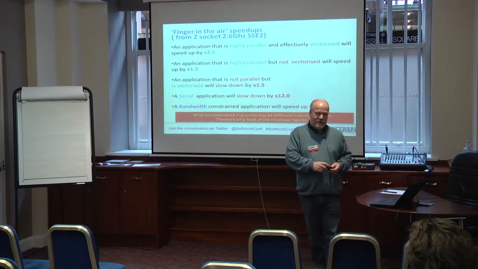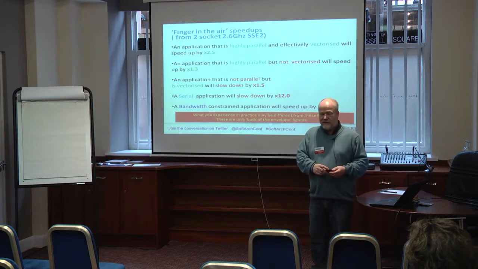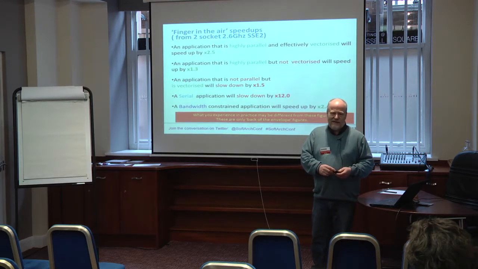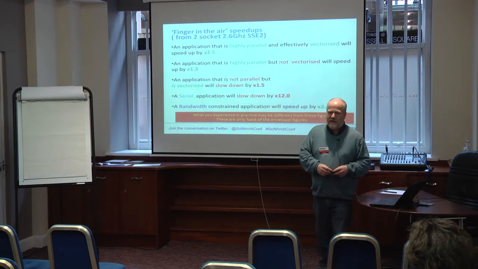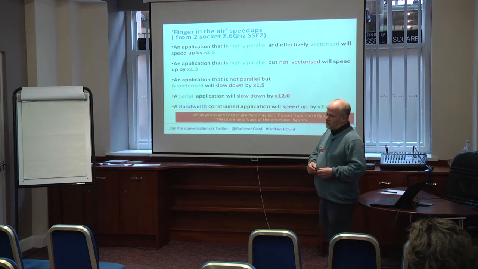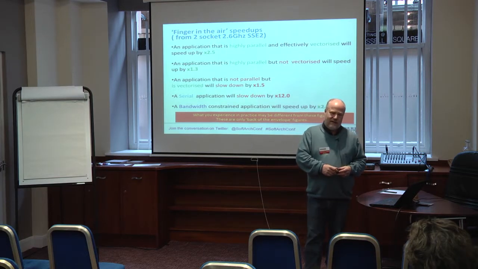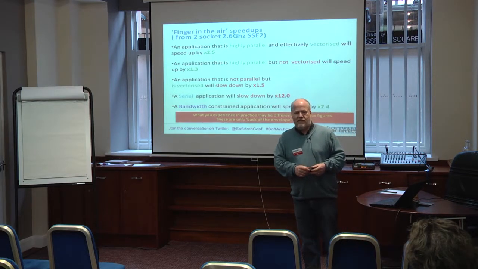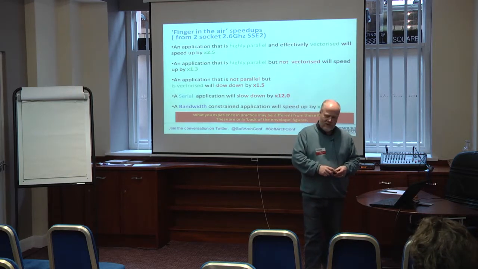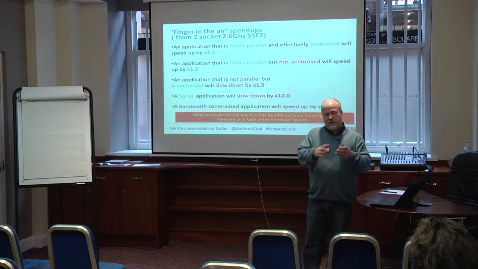And then the next one, if you have serial code, in other words, it's not parallel, it's not vectorized, then it'll slow down by a factor of 12. So if you want to take your serial code and run it on a Xeon Phi, don't bother. It won't do anything for you. It will go slower by 12. And then the final thing is that bandwidth, the Xeon Phi handles bandwidth much better than the regular Xeon processor. And therefore, if you've got a bandwidth-constrained program, then you'll find that your code will also speed up by a factor of 2.4.